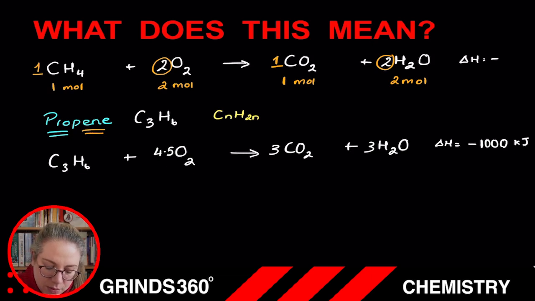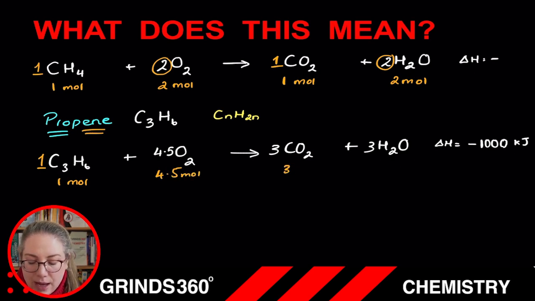Now, let's look at our molar ratios. When 1 mole of propene reacts with 4.5 moles of oxygen, and we form 3 moles of carbon dioxide and 3 moles of water, this is the amount of energy that is released for that particular reaction.